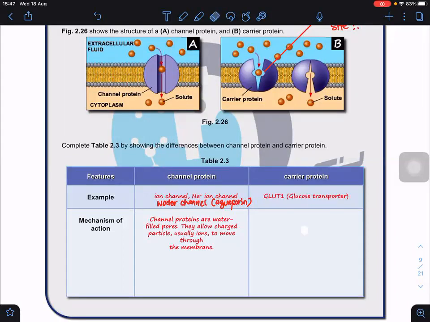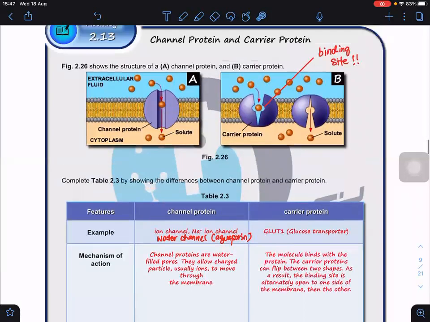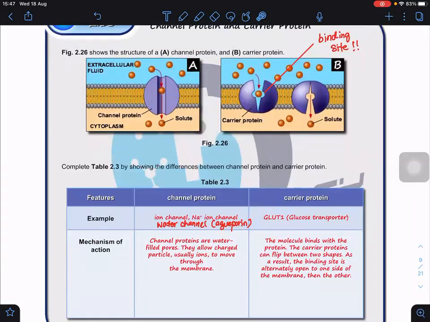So what do they do? The molecule binds to the proteins. Which part do they bind? They bind to the binding sites of the protein. Then the carrier protein can flip or alternate between two shapes. As a result, the binding site is alternately open to one side and closed at another side. So it allows the particle to be transported from one region to another. Are you clear? In this case, because of the facilitated diffusion, therefore from high to low.